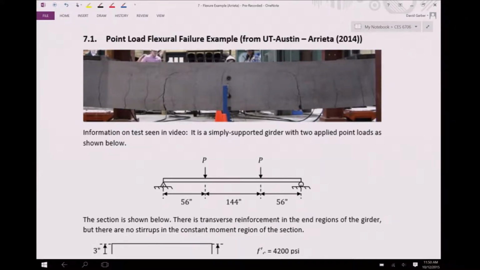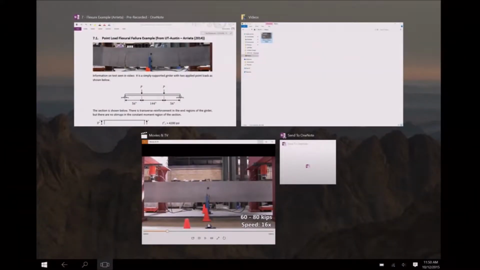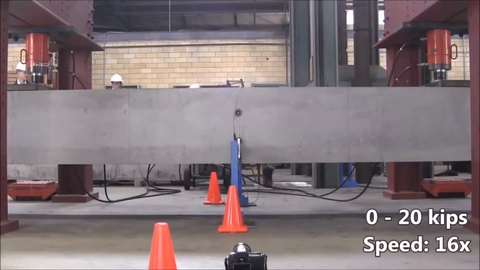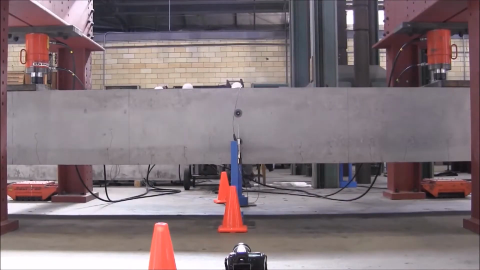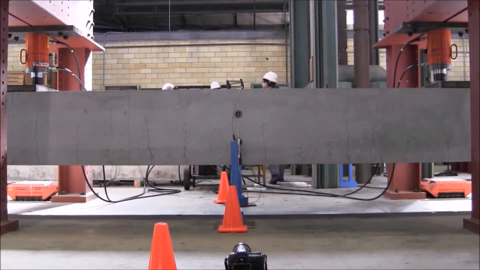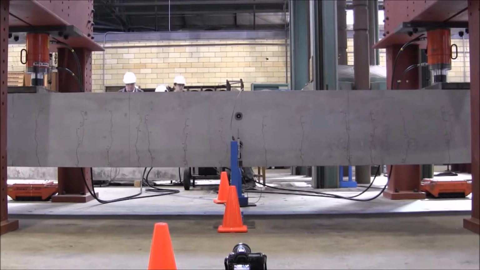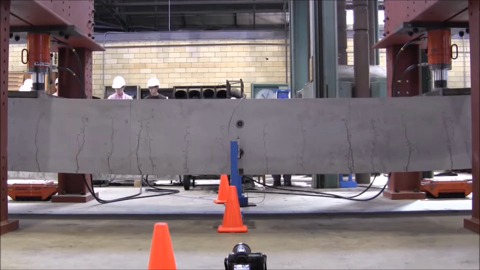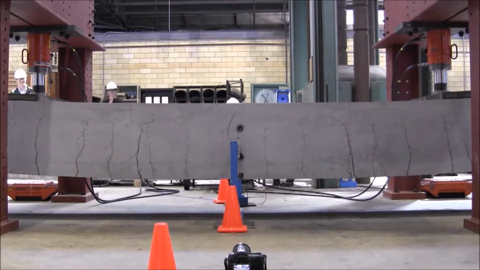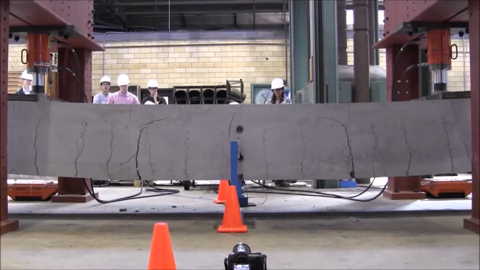In this short example problem, we're going to look at a point load flexure test that was conducted by a friend of mine while I was at the University of Texas, Austin. So here is the test. You can see in the test the progression of flexure cracks up the beam. And then eventually these cracks curve in and you can see the failure of the compression block in the top. Feel free to rewatch this video a few times as needed.